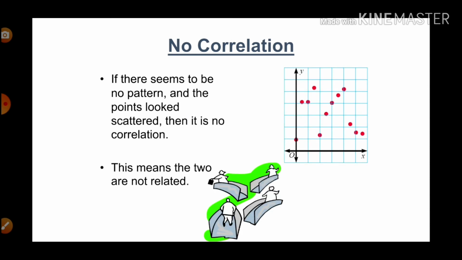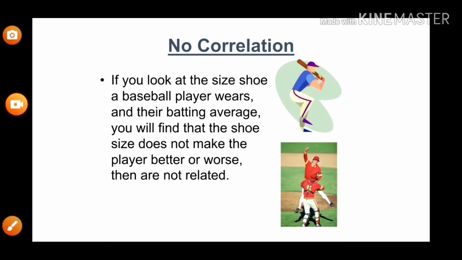Okay, no correlation. If you seem to find no patterns, so it's neither going down nor going up, but it's all over, that's called no correlation. Okay, so this will be the example: the shoe size of a baseball player and also their batting average. Do you think there's any relationship between those two? No, not really. So something like that is no correlation. That has no relationship at all.